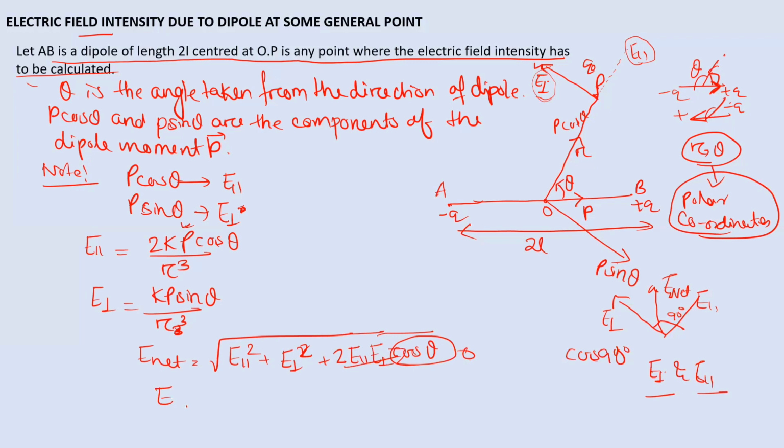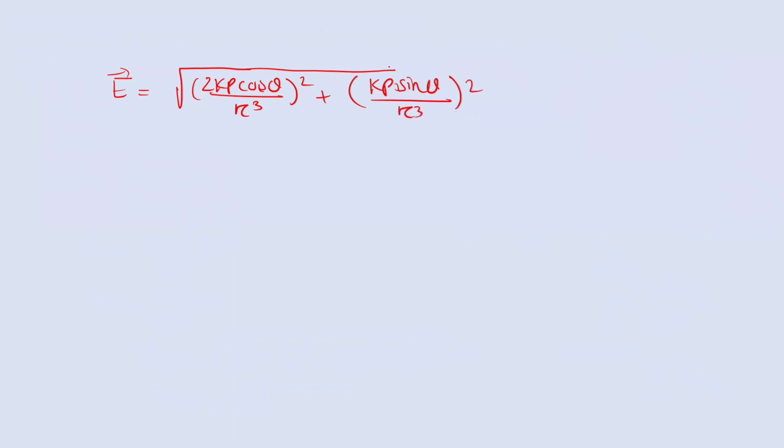So you will have the net electric field, that is the resultant electric field, which is E parallel square plus E perpendicular square. All right. So now we will just put the values here. So the net electric field E equals root over, what do we know? E parallel has the value (2kp cos theta by r cube) whole square plus E perpendicular is (kp sin theta by r cube) whole square.